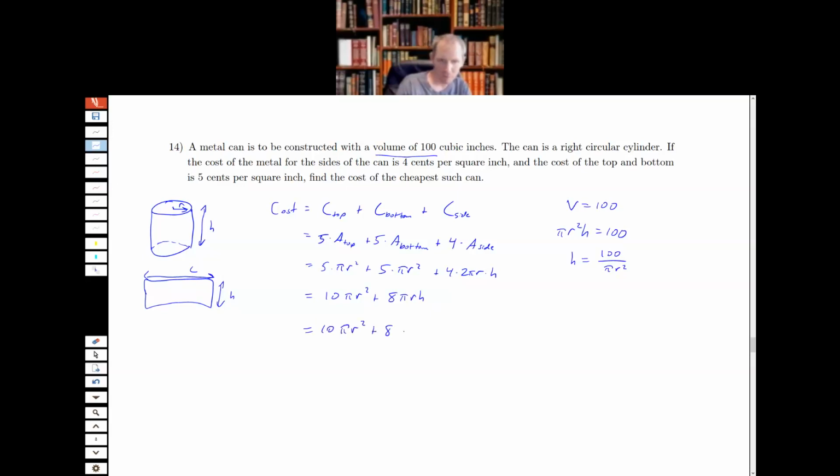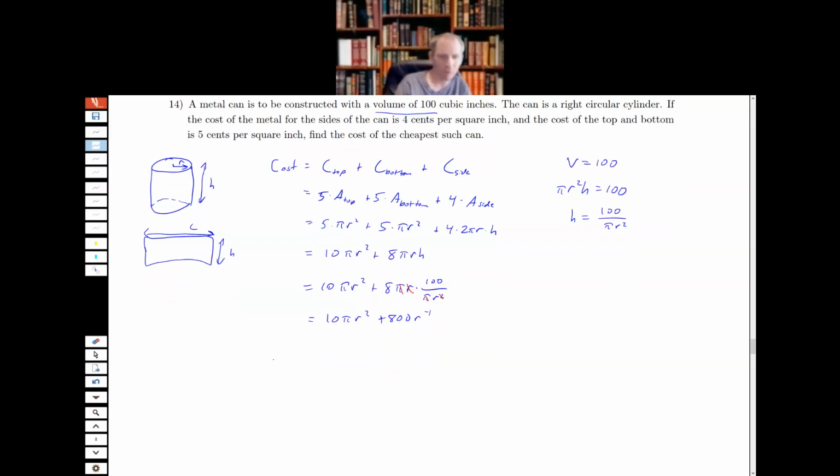So 10 pi r squared plus 8 pi r times 100 over pi r squared. And now we'll do a little canceling. Pi's will cancel. One of these r's will cancel. So I have 10 pi r squared. 8 times 100 is 800. And I'm dividing by r. I'll write that as an r to the negative 1 power. So now we have cost as a function of one variable r.